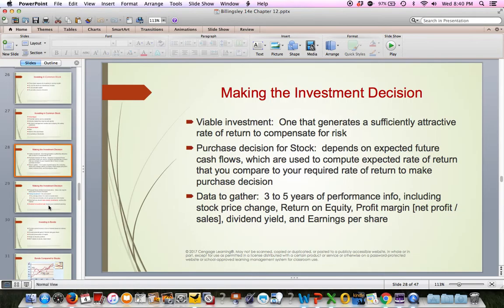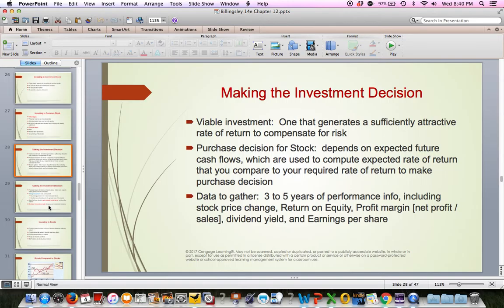The purchase decision quite often is based on what you expect for future cash flows, which are used to compute expected rate of return that you compare to required rate of return to make a purchase decision. So typically you're doing a projection or a future guess about what you think the return of that investment will be, and if that meets or exceeds what you require, you would buy that. But the challenging part is guessing what those future returns will actually be, because none of us can predict the future, so you have to make educated guesses, which don't always turn out the way that you want them to.